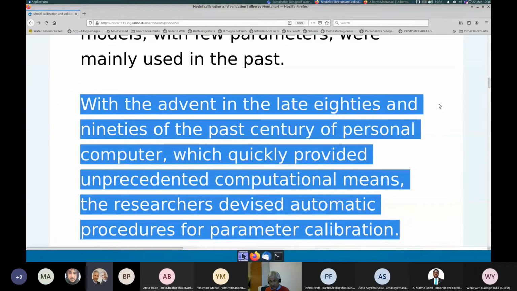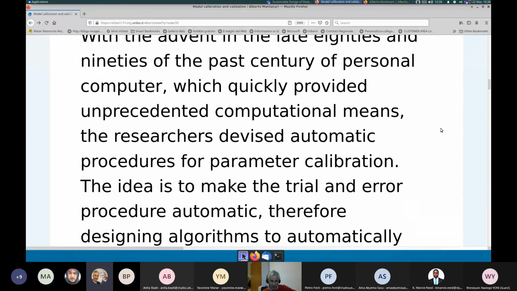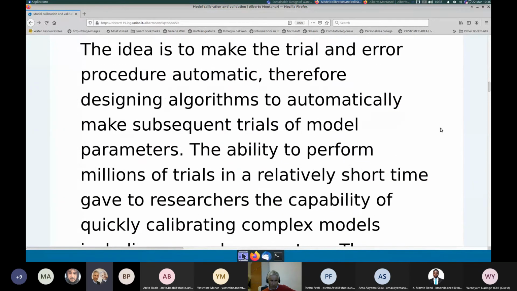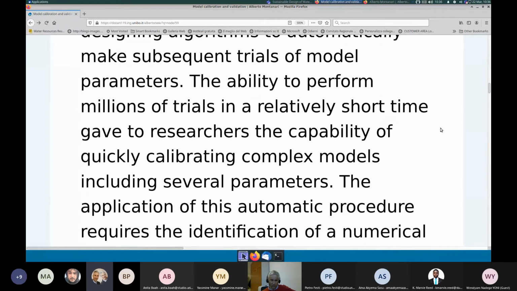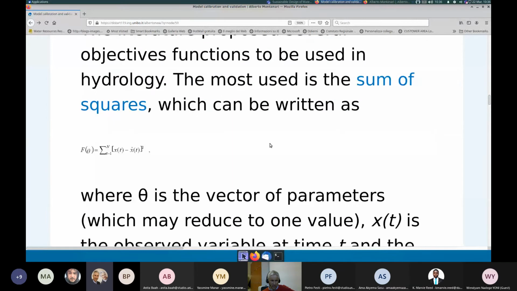And this is a way to make the procedure automatic and guided, which is something that can be done. And this is automatic calibration. And these automatic calibration procedures, we don't say much about, because let me just say that they use the objective functions. They cannot make any visual comparison.